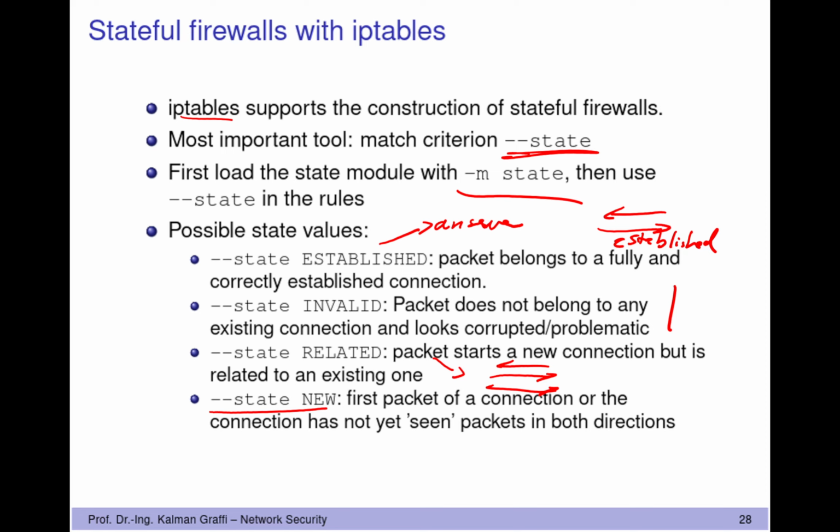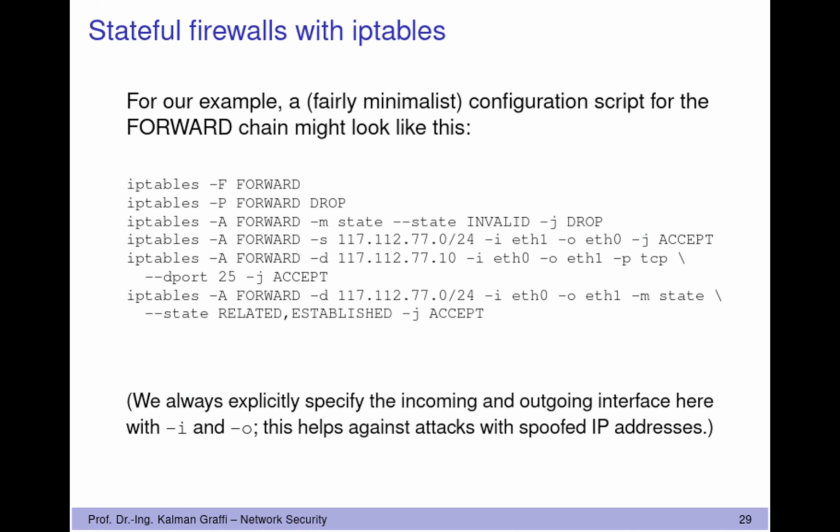Okay, so let's have an example. What do we want to do? Here's the internet, here's our firewall, then we have our three machines, A, B, and C, and here was the mail server. This is also a table for the forwarding chain, the forward table. The default rule should be drop. And now what should the rules be?